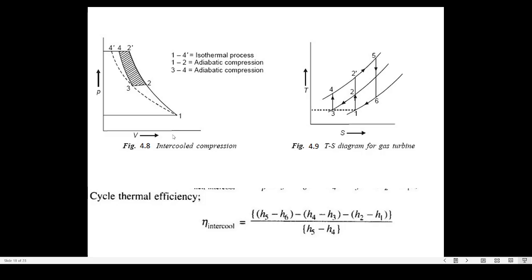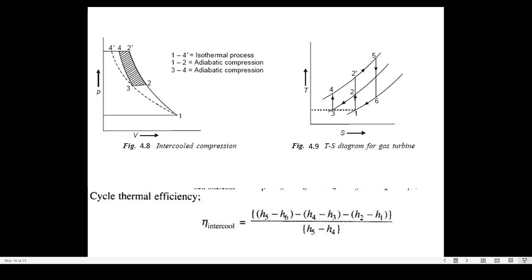Intercooling is a process associated with the compression of the air between the low pressure compressor and the high pressure compressor. So I have shown here the pressure volume diagram. Point 1 represents the inlet condition for the compressor, and if I show the compression by a dotted line, that is the process 1 4 dash. So 1 4 dash is nothing but an isothermal compression process, which requires the least work for the compression, isn't it?